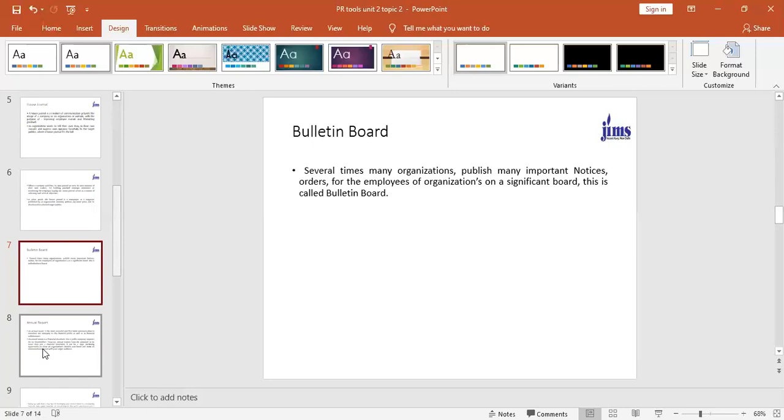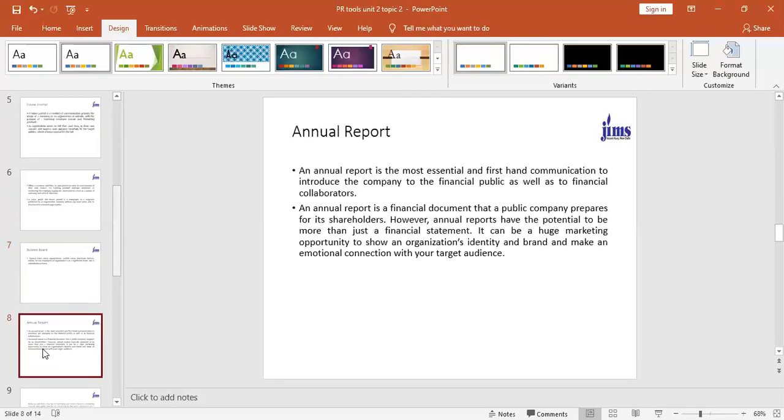Like these days of COVID, every organization has a bulletin board outside the organization mentioning the COVID protocols that need to be followed before entering or after entering the organization. So that's how the bulletin board functions, and it is an important way via which you can deal with your employees and communicate the right information to them.